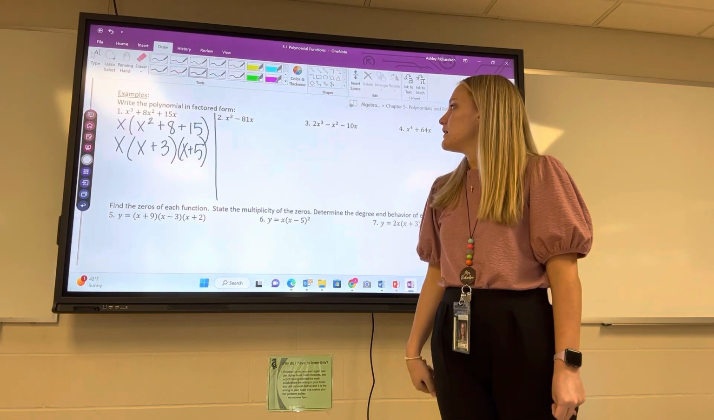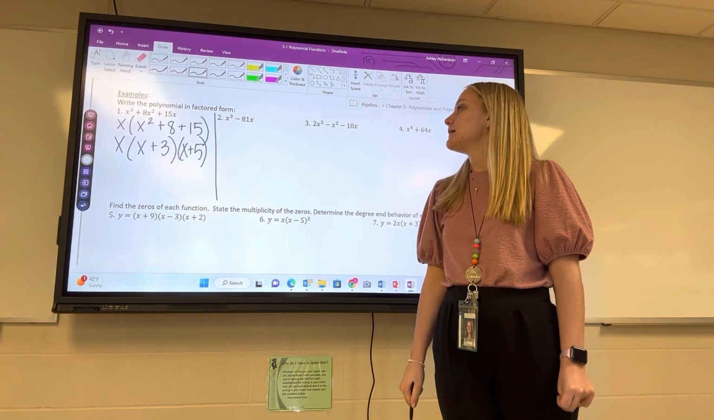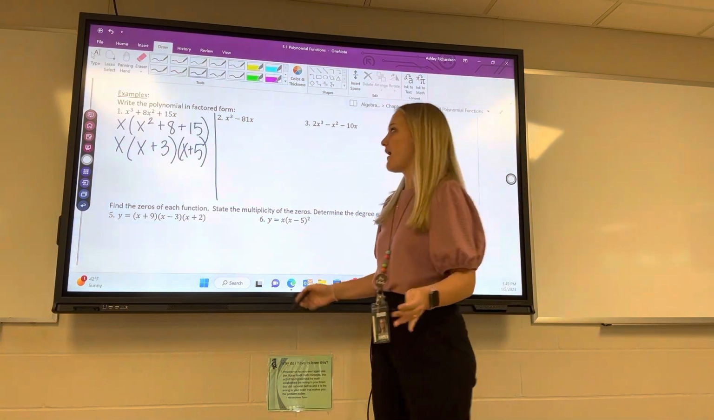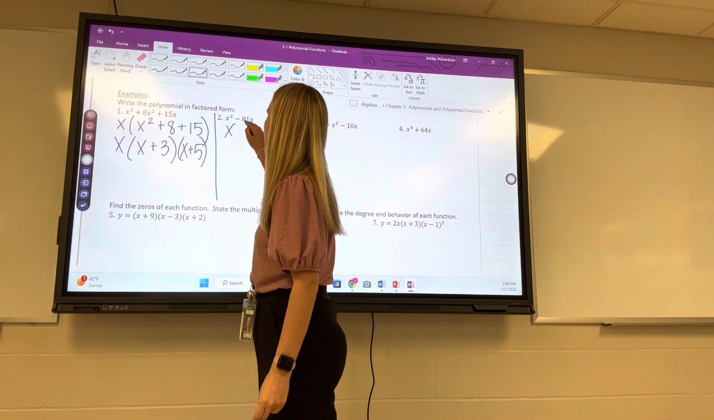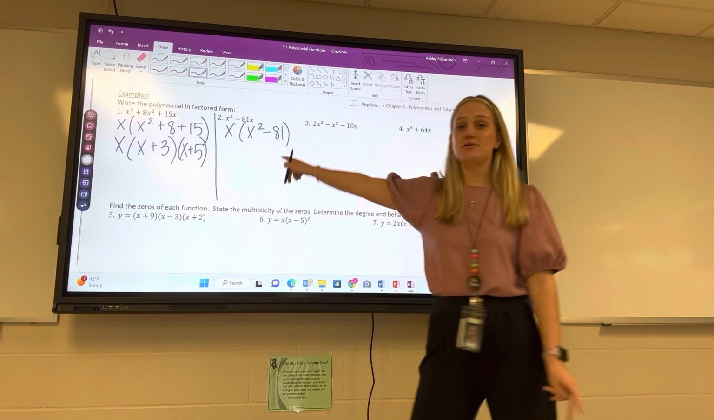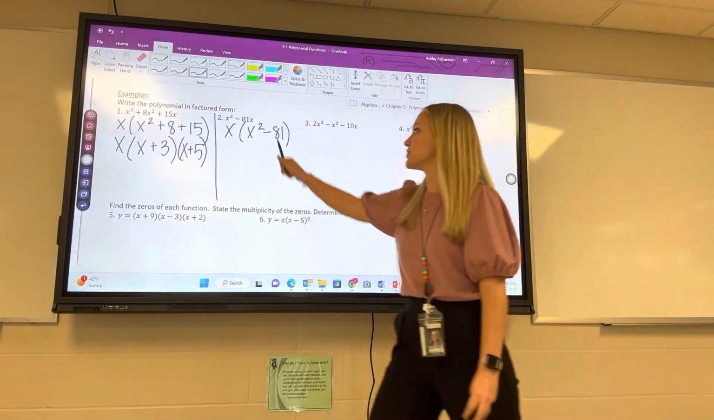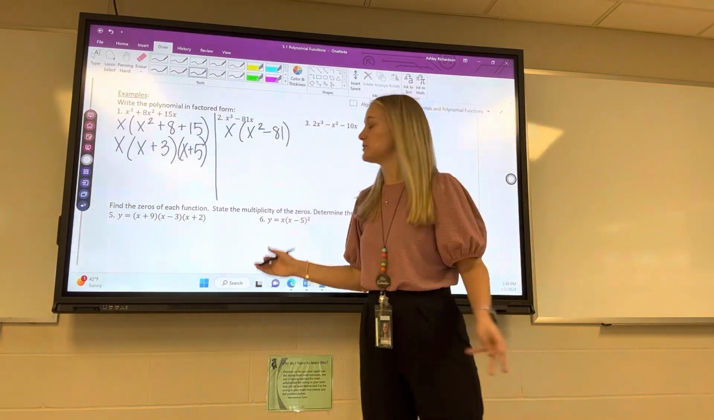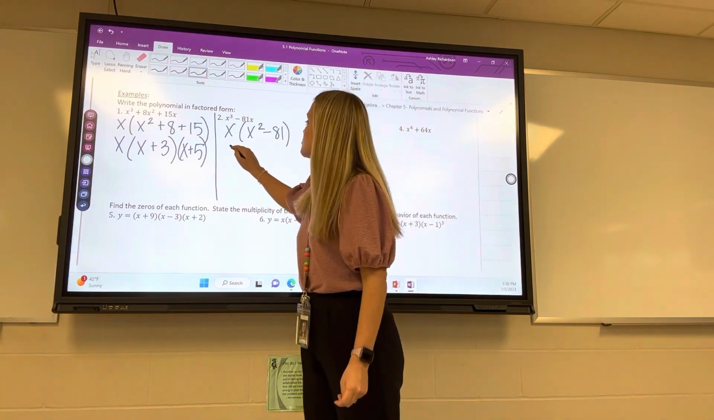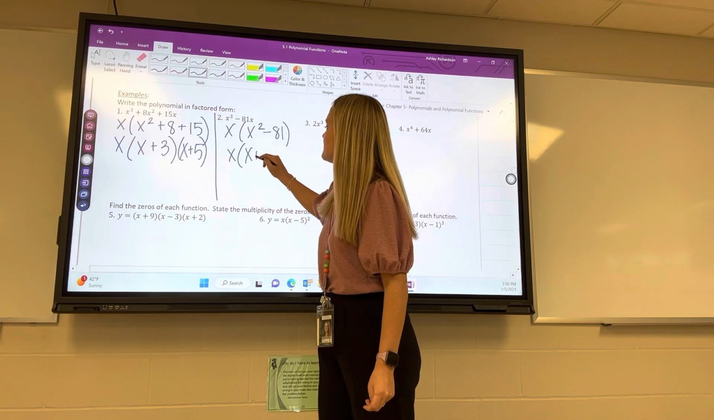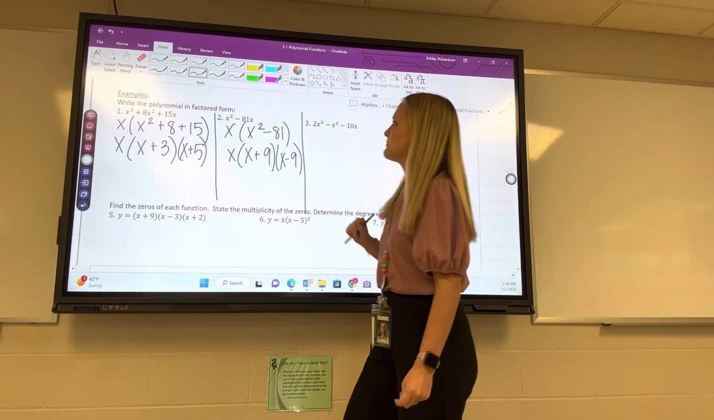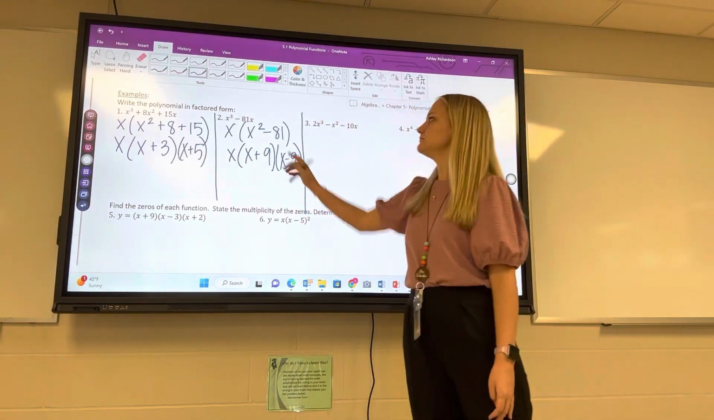On the next one, it's x to the third minus 81x. My greatest common factor, they both have an x. So the first thing I do is factor out an x, and then I'm left with x squared minus 81. You might notice x squared minus 81 is a difference of squares. x squared and 81 are both perfect squares. The square root of x squared is x. The square root of 81 is 9. So I'm going to keep my x out front, and then I'll have x plus 9 and x minus 9. And that is my full factored form of that polynomial.